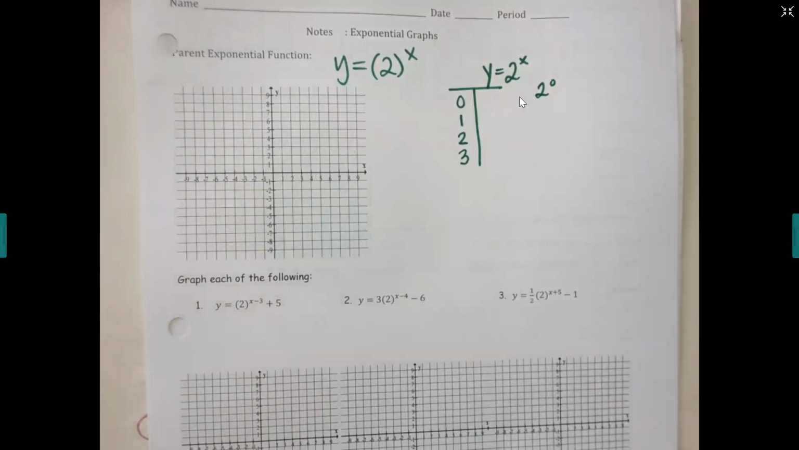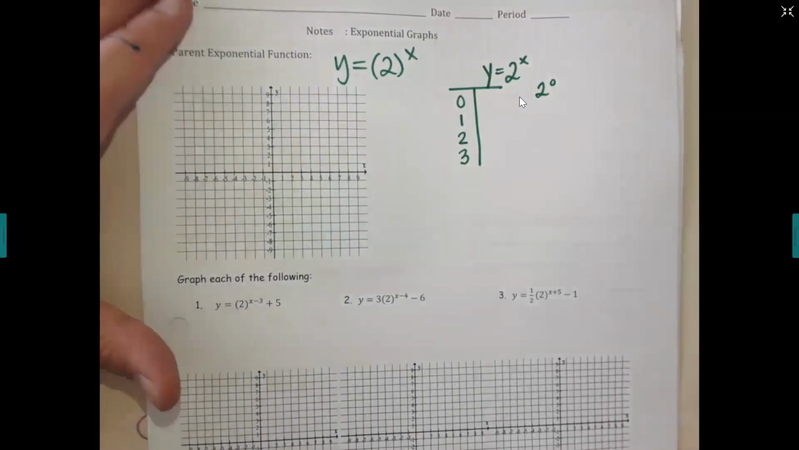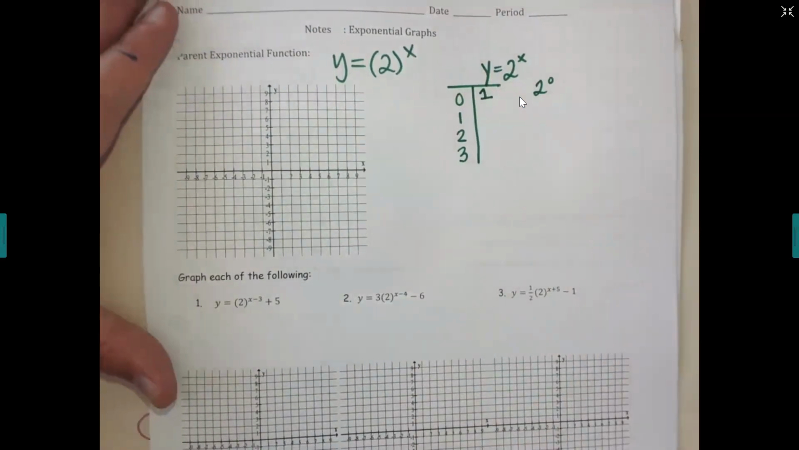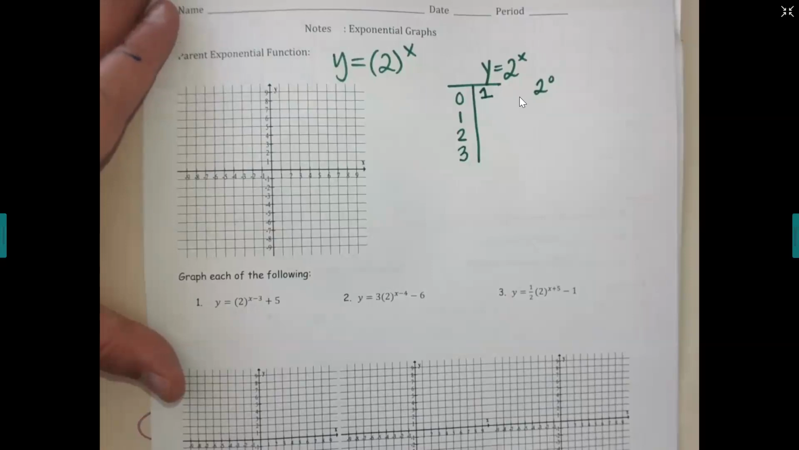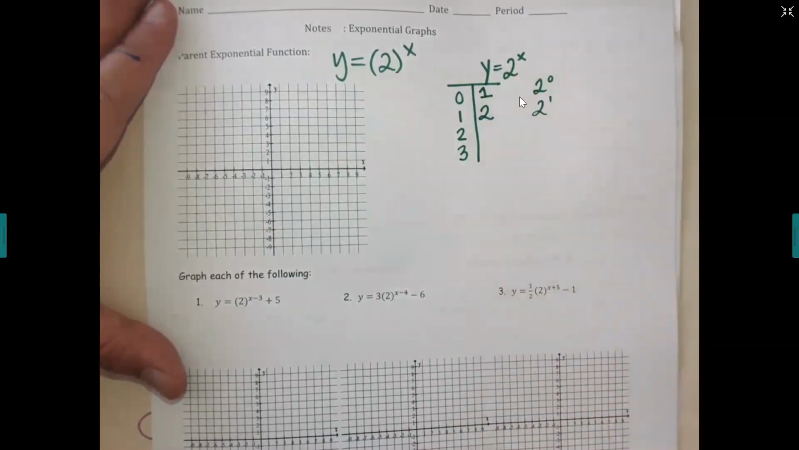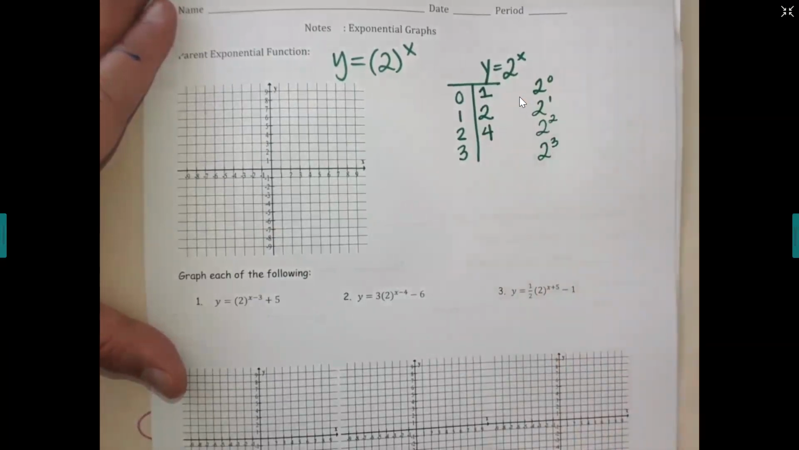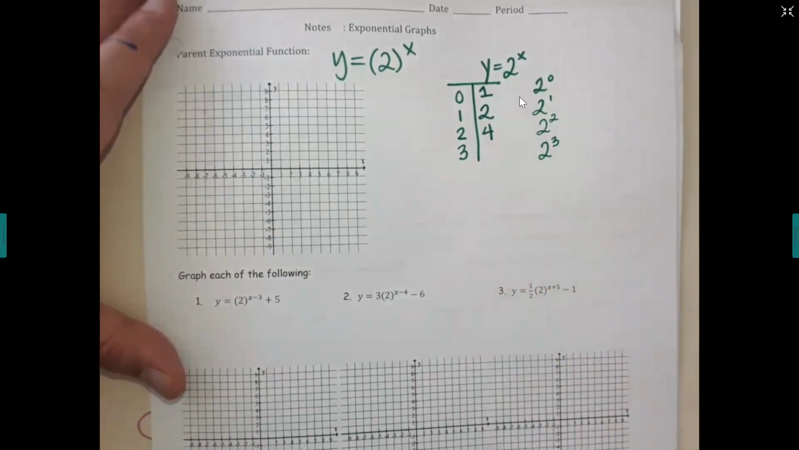What should it be? 0? Not 0. Anything to the 0 is... put it in the calculator. Put 2 up to the 0. 1. Any base, if you put a 0 on it, should give you 1. Okay, the next number we're plugging in is 1, so I'm going to have 2 to the 1. And what's 2 to the 1? Still 2. Okay, what about 2 to the 2? 4. And the last one would be 2 to the 3, so that'd be 2 times 2 times 2: 8.